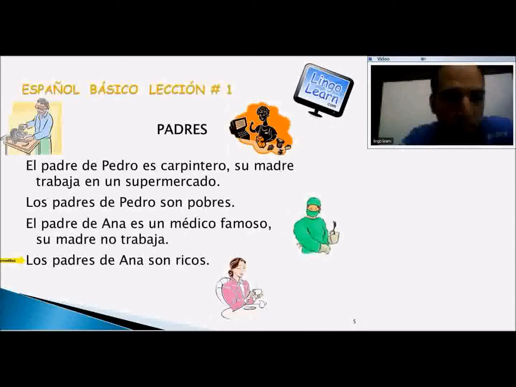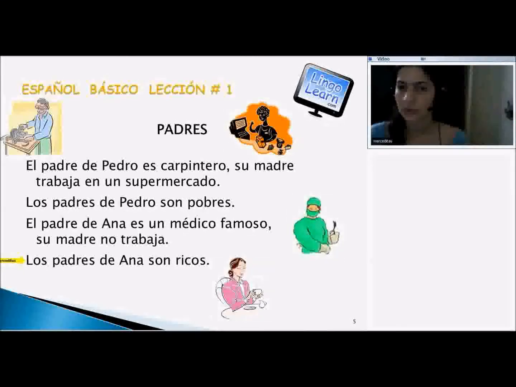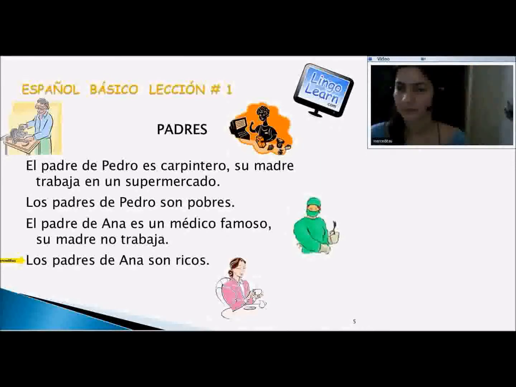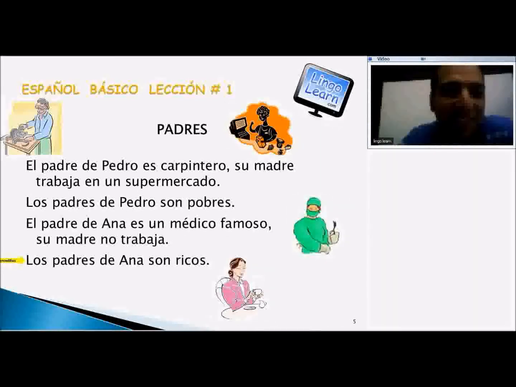So, Eli, is there any word that maybe you don't know here? Yes. El padre de Pedro es carpintero. The father of Pedro is, what is carpintero? Carpintero is carpenter. Ah, it's the same as in English. Okay.